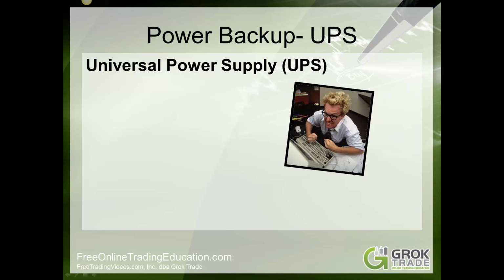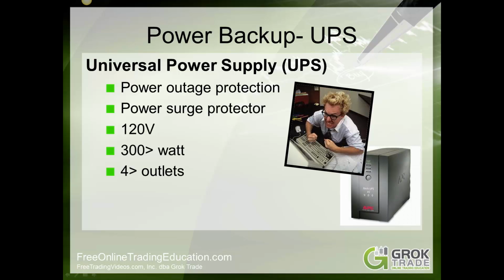Now we've got the universal power supply. This is your backstop, especially if you're an intraday trader. What if you have a power bump or you lose power and you're in the middle of a trade? Well, a UPS, or universal power supply, is a giant battery that's constantly charging and can provide power for up to 30 minutes or even an hour, depending on how big a one you get. It also protects against power surges.